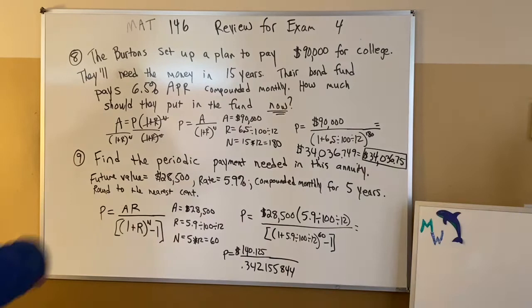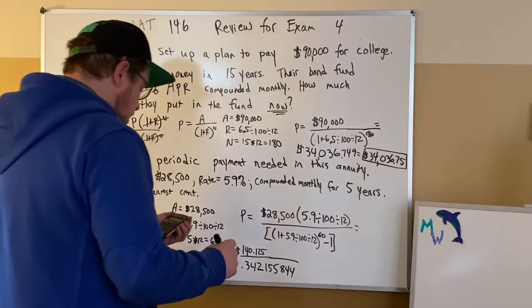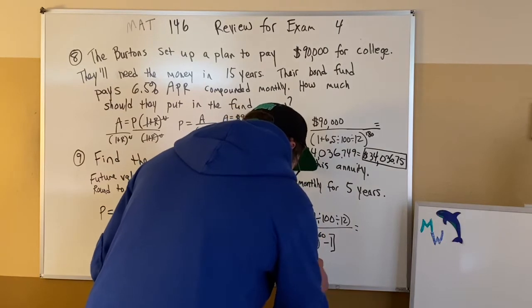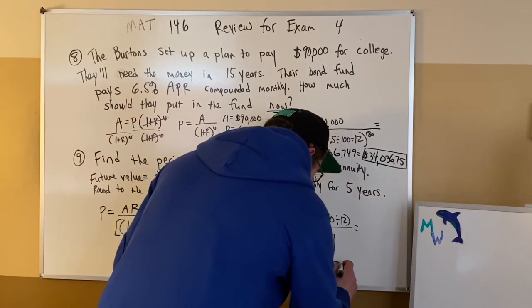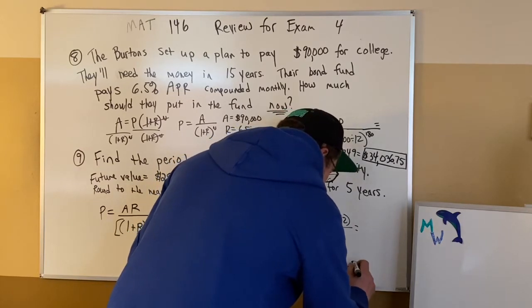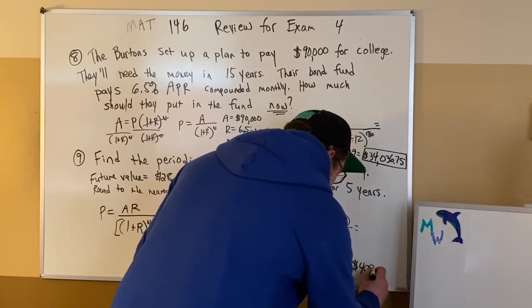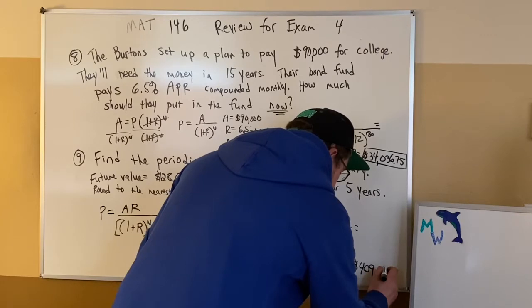So I'm going to take 140.125 and divide by that. I get $409.535, so I'm going to go with 409.54.